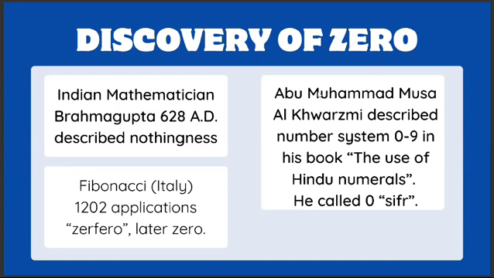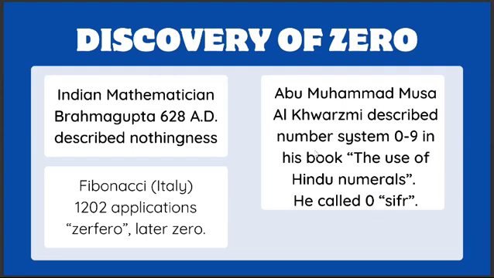In parallel, an Arab mathematician, Abu Muhammad Musa al-Khwarizmi, kept on describing the number systems used by Brahmagupta, and he wrote a book whose title was The Use of Hindu Numerals. He used the digits 0 to 9 to represent the nowadays used decimal number system. The number 0, which was invented by Brahmagupta, he called it Sifr.